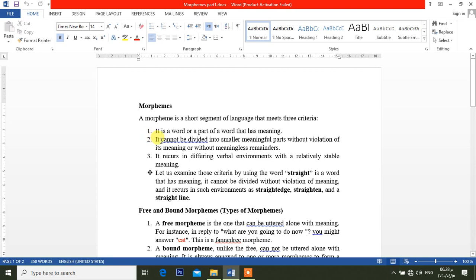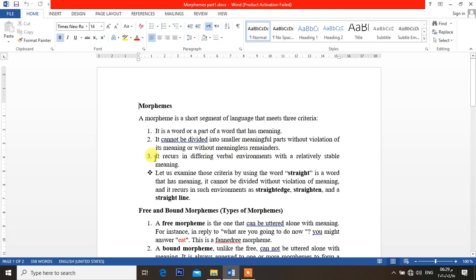The second one: it cannot be divided into smaller, meaningful parts without violation of its meaning. Here it means breaking. If you break it, you will not have a meaningful part or meaningful word, only meaningless remainders.